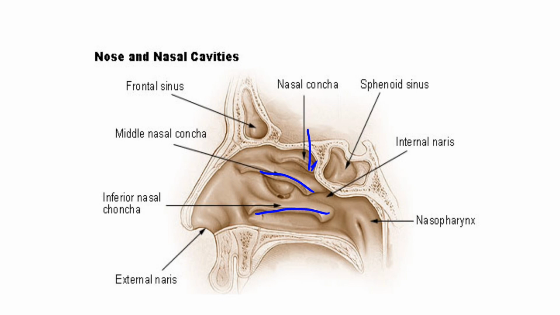Now just inferior to this, here we have the superior meatus, here the middle meatus, and here we have the inferior meatus.